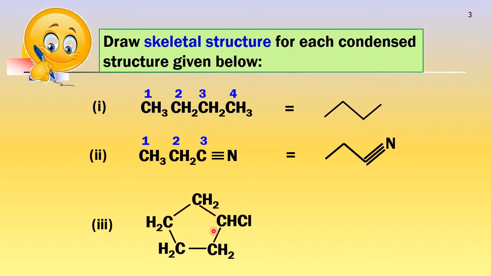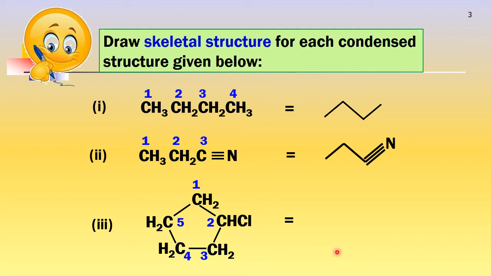The third compound. This is a cyclic compound. It has a carbon ring. Begin by giving numbers to the carbon atoms. You may start numbering from any carbon atom because the numbers are just to be used as a guide to sketch the skeletal structure. So there are 5 carbons in a ring.